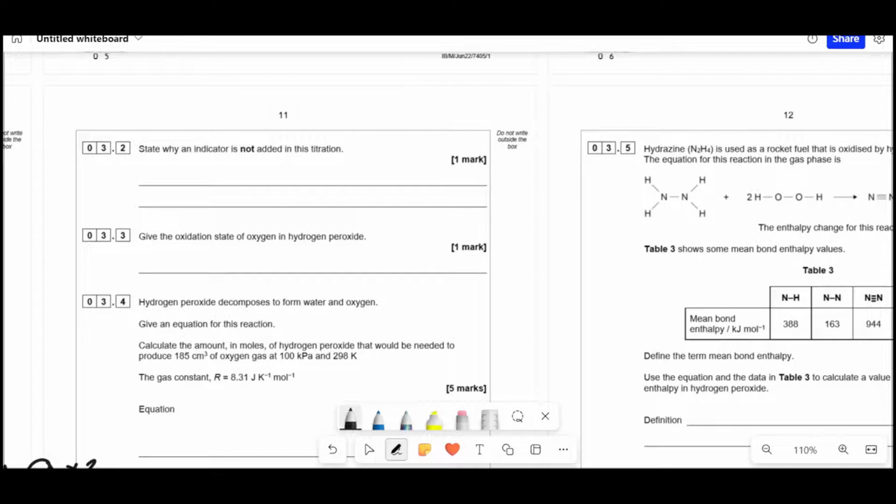Well, think about what's going on. Indicators are used to help you figure out when the reaction ends. So we're using KMnO4. Well, it goes from colorless to pale pink. So the KMnO4 itself is an indicator. It says give the oxidation state of oxygen in hydrogen peroxide.